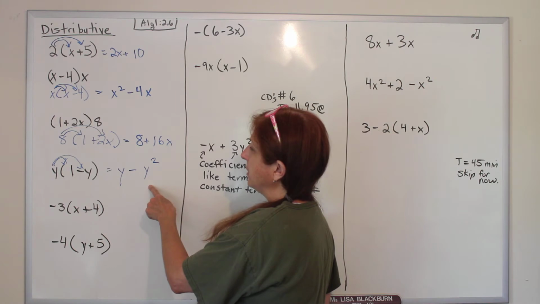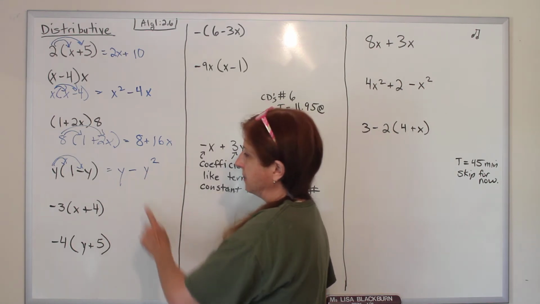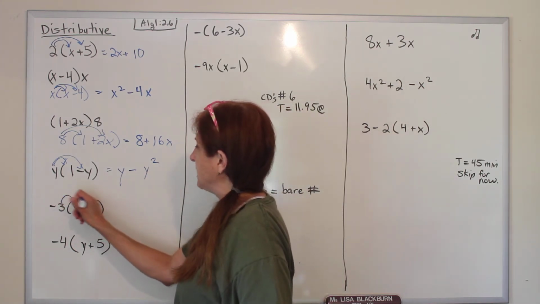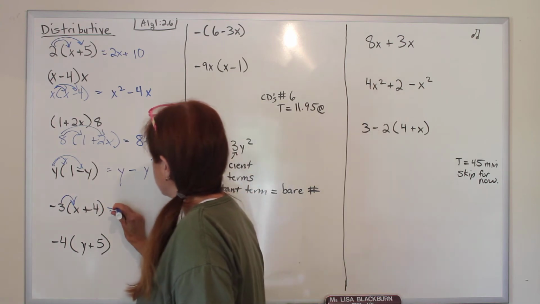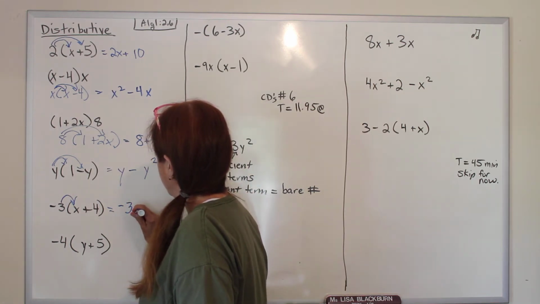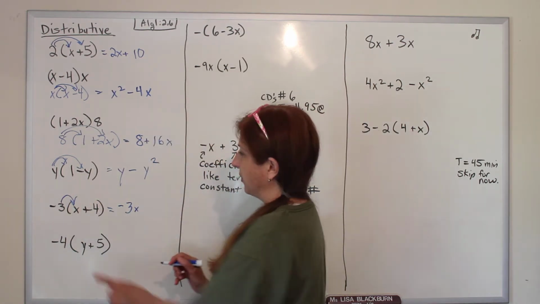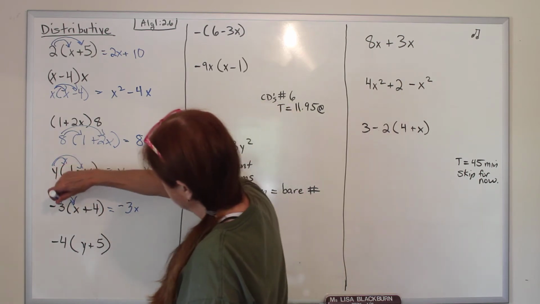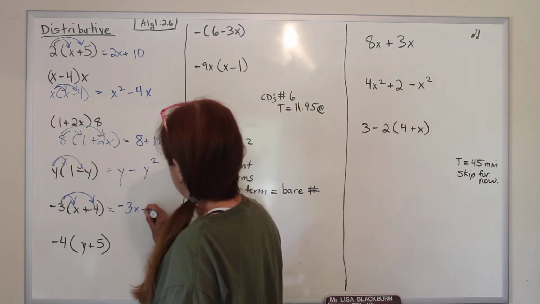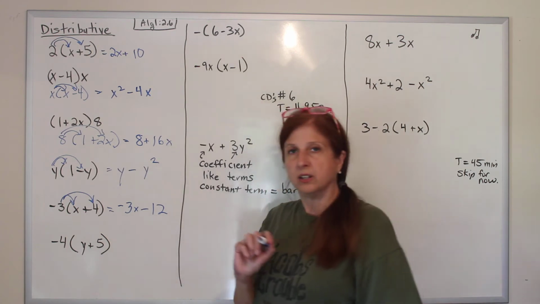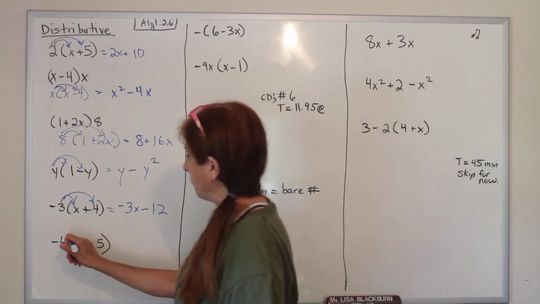Can we do anything with them? No. That one has a square, that one doesn't. Negative 3 times x is negative 3x. You just write them next to each other. And negative 3 times 4 is negative 12. Ta-da! Let's do another one.